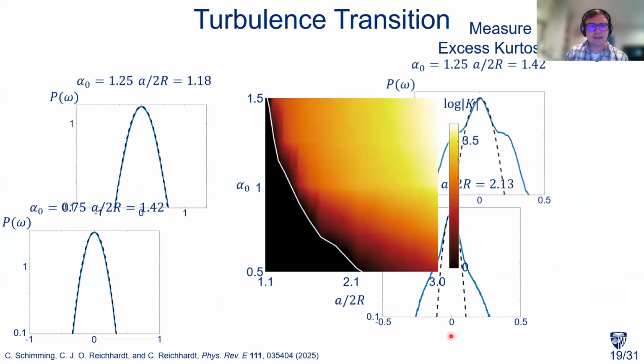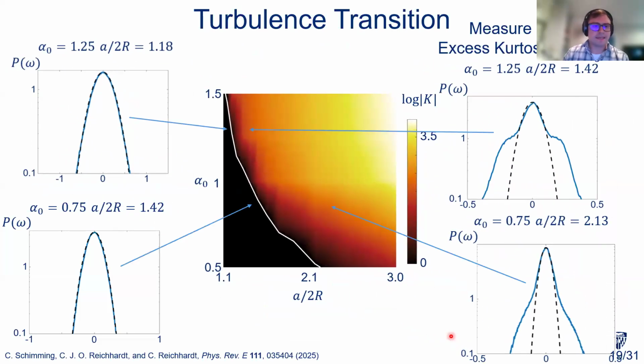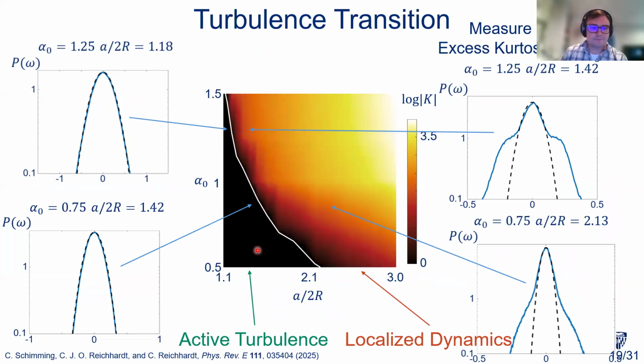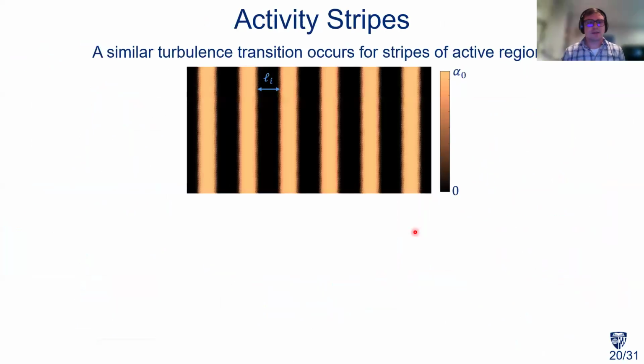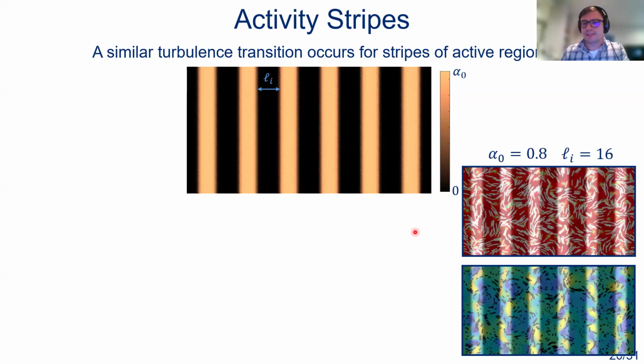And so if I rearrange this data and show you where each of these distributions come from, you can see that this white line demarcates a sort of phase transition, where on the left we have active turbulence, right? These Gaussian distributions, versus localized dynamics. So this was for the activity circles. It turns out for the activity stripe system, we found a very similar transition, which was not obvious to us at the start that we would find a similar transition.